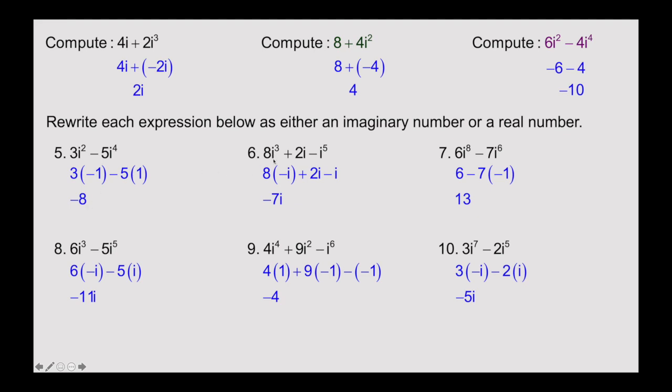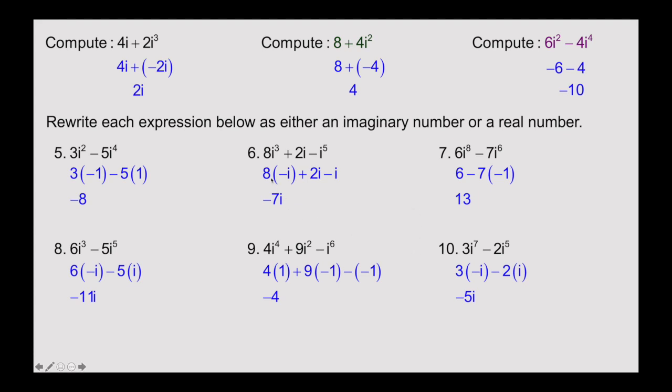For number 6, i to the 3rd is going to change into negative i. So now I'll have 8 times negative i, which is negative 8i, plus this one I can leave alone, 2i, and then minus i to the 5th. Again, I want to think of this as i to the 4th times i to the 1st. That way the i to the 4th goes away, and I'm really just left with minus i.